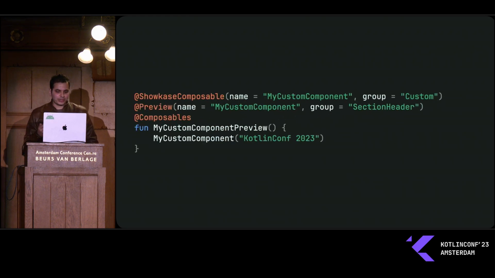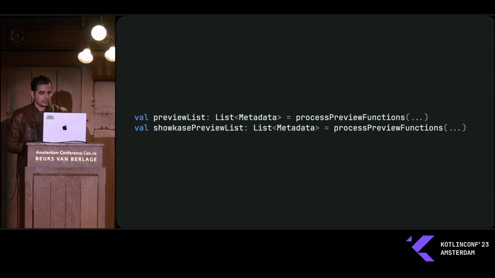Now, in theory, one could annotate their preview functions with both add preview and add showcase composable. In such a scenario, we always want to prioritize add showcase composable because that's a more opt-in mechanism from the perspective of this browser. So we'll parse this new annotation in the exact same way that we've parsed the preview annotation. I've basically refactored my code so that it now takes in the fully qualified name of the annotation, and let's assume that that is now available as a utility function.